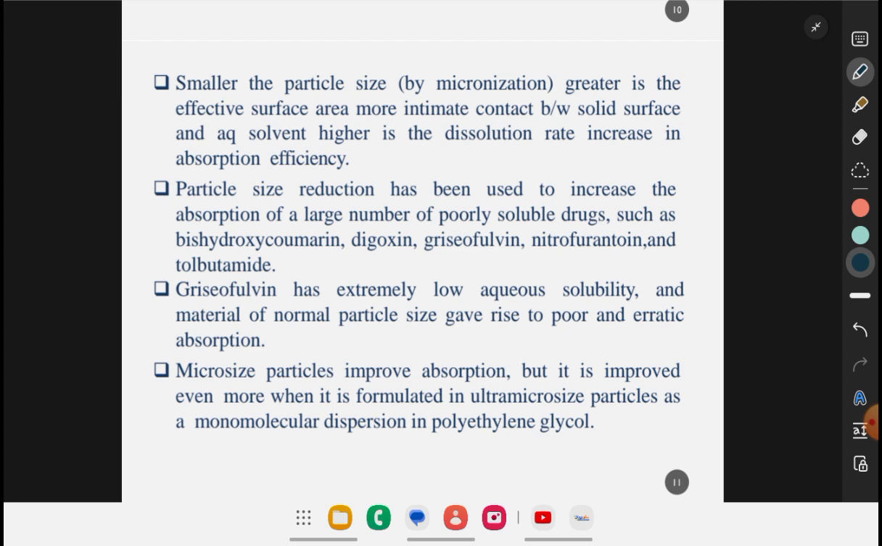Particle size reduction has also been used to increase the absorption of a large number of poorly soluble drugs such as digoxin, griseofulvin, and tolbutamide, etc. Griseofulvin has extremely low aqueous solubility, and the material of normal particle size gave rise to poor and erratic absorption. Micro-sized particles improve absorption, but improve it even more when formulated as ultra-micro-sized particles, as a monomolecular dispersion in propylene glycol.